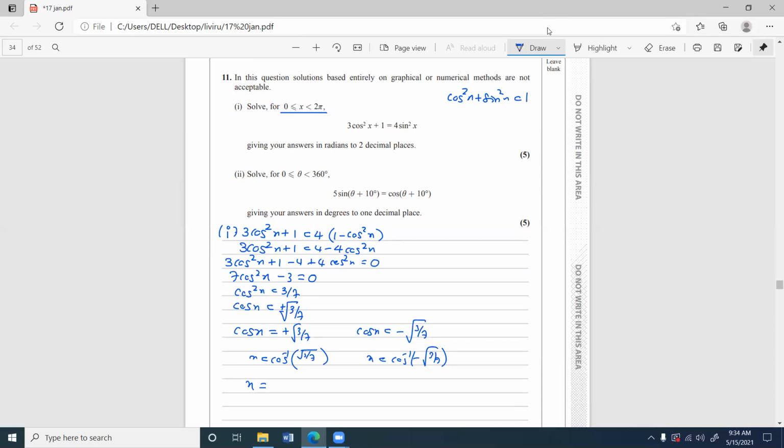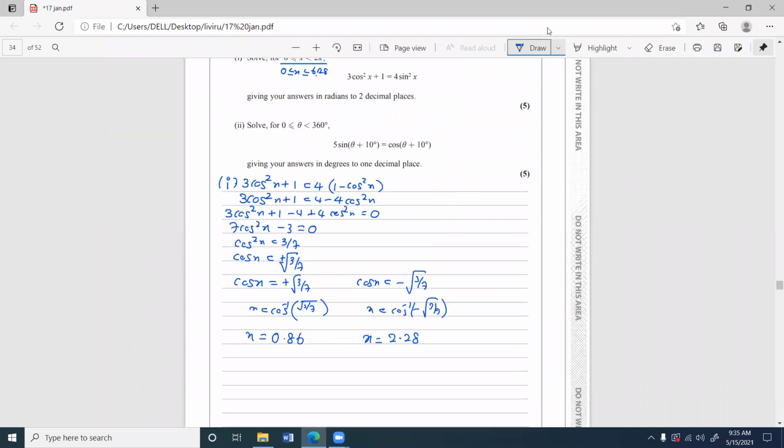That is 0.86. From here, the answer is 2.28. Now we have to find the solutions in between this. That means this is 0 to 2 pi, so we need a rough idea of what 2 pi is. 2 pi is approximately 6.28. So these two answers exist within this range.